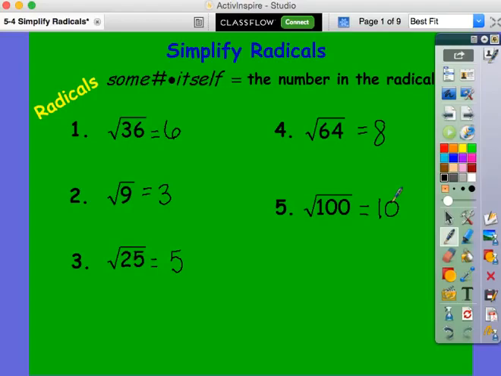They want to cut things in half. Taking the square root is not dividing by 2. Okay? It's what number multiplied by itself is the number inside. 10 times 10 is 100. 8 times 8 is 64. 5 times 5 is 25.